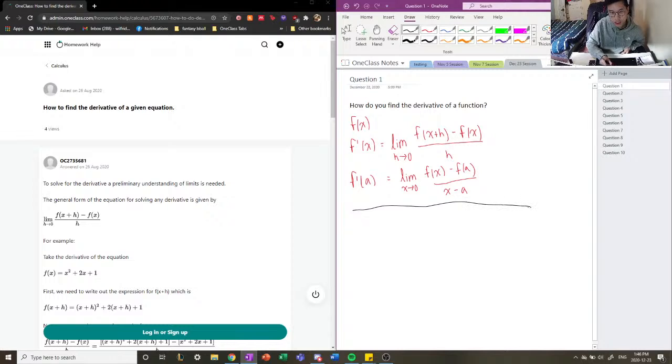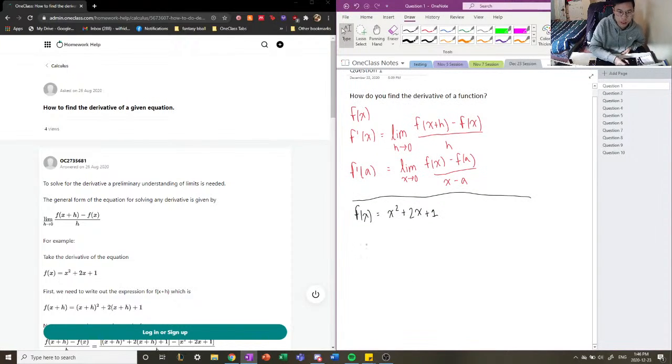So the junior tutor gave us an example of f of x equals x squared plus 2x plus 1. With this in mind, we're going to use the first definition. So we need to calculate what f of x plus h is. We're just going to plug in x plus h for each of the x's in our function. So we have x plus h squared plus 2 times x plus h plus 1.